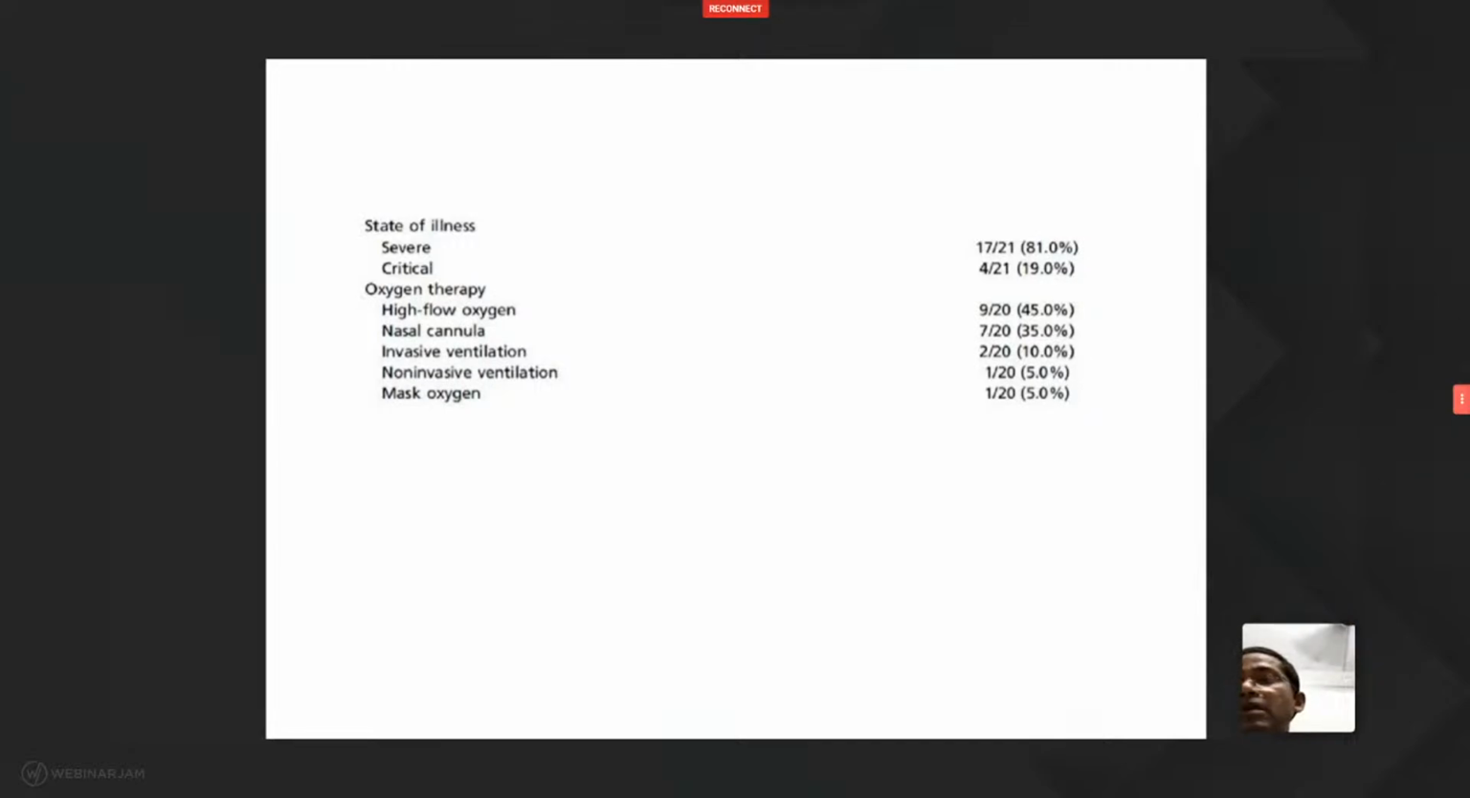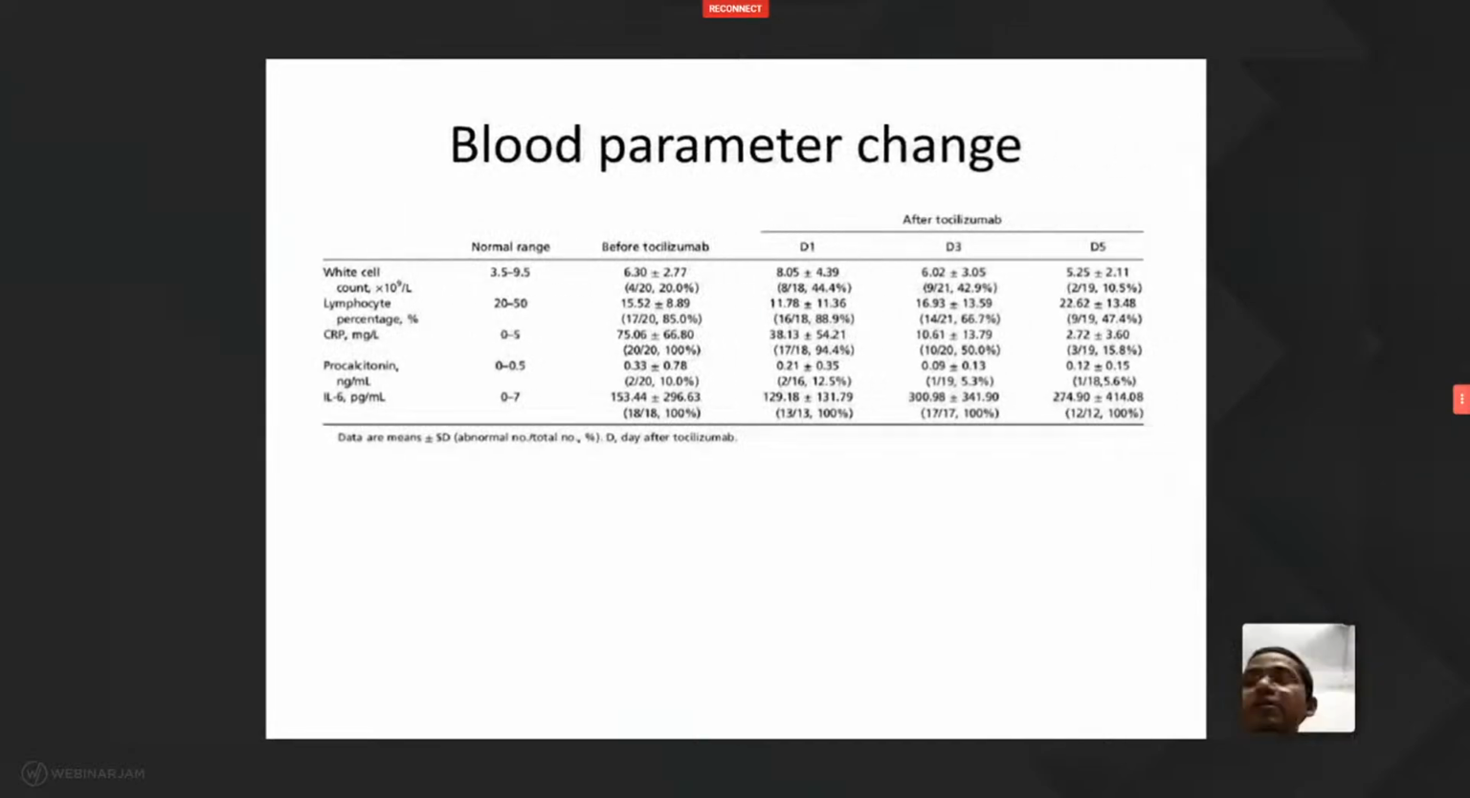after using tocilizumab, there is a change in the blood parameters. They repeatedly monitored these blood parameters on day 1, day 2, and day 3 after using tocilizumab. The important point here, as our own experience also shows, is that the CRP decreases rapidly. In this study, on day 3, the CRP became more or less normal, and the procalcitonin is also normal, but the IL-6 value is increased after the use of tocilizumab.